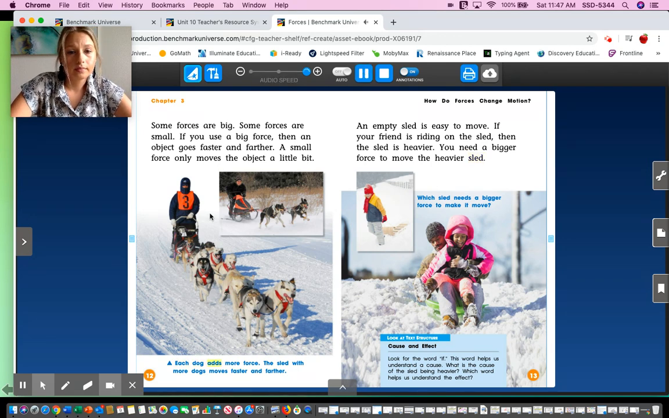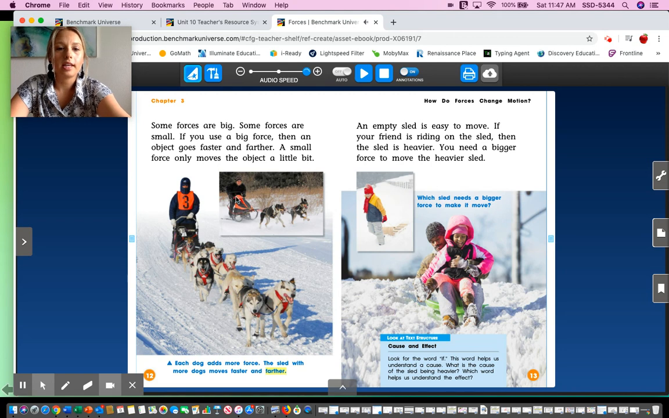Each dog adds more force. The sled with more dogs moves faster and farther. So I see 2 dog sleds. I see one up here with the guy and 2 dogs, and then I see this guy here and all these dogs. So which one do you think moves faster?